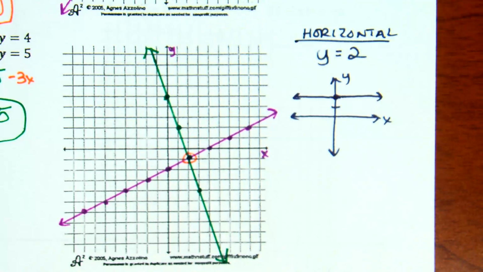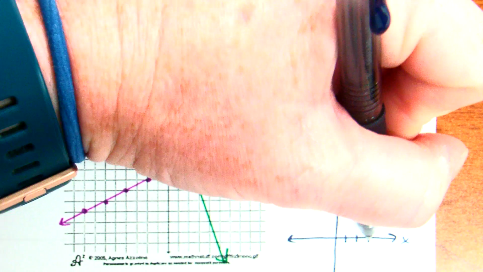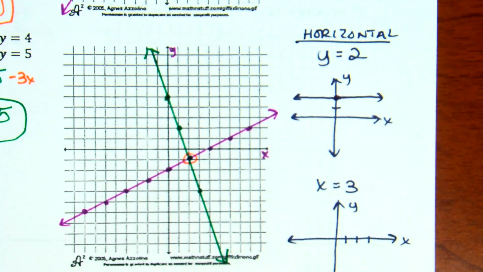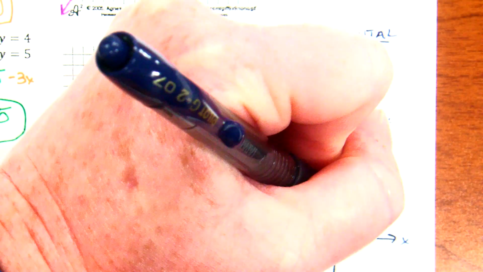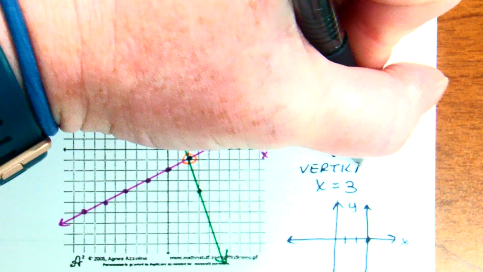So what does that mean if I give you the equation x equals 3? It's going to be a vertical line, right? And the easiest way to think is it's x equals 3. It has to touch the x-axis at 3. It has to cross through the x-axis at 3. Which one's my x-axis? The horizontal one. So because it's crossing through the horizontal axis at 3, it's going to be a vertical line. Okay, so x equals a number is always a vertical line.